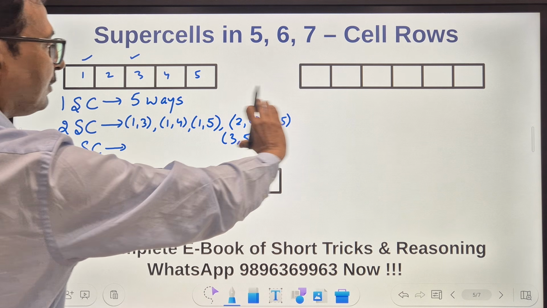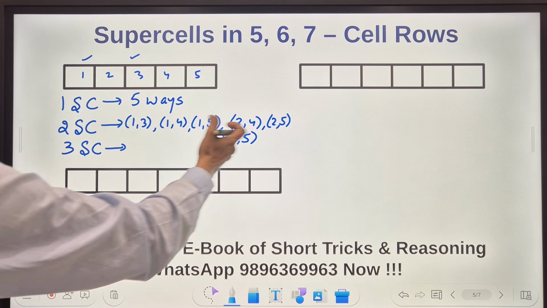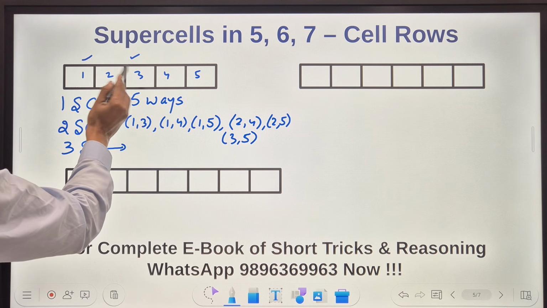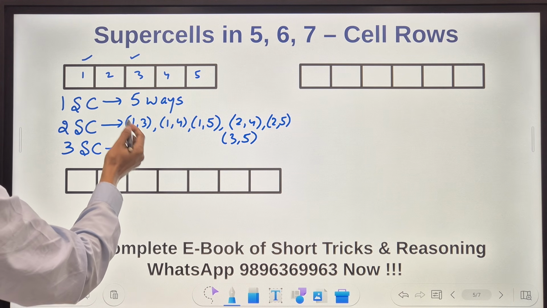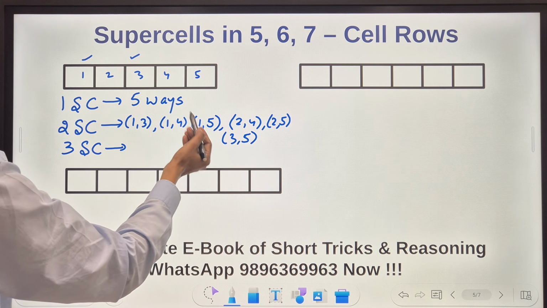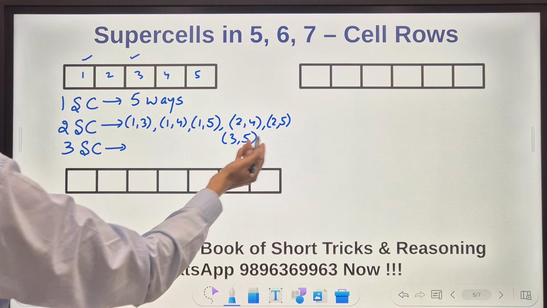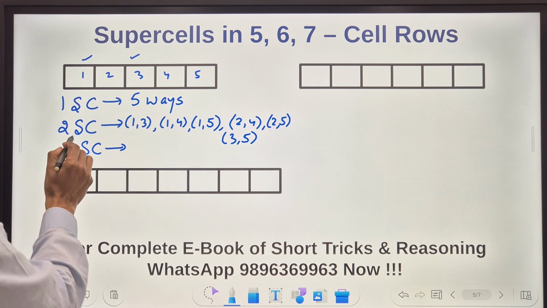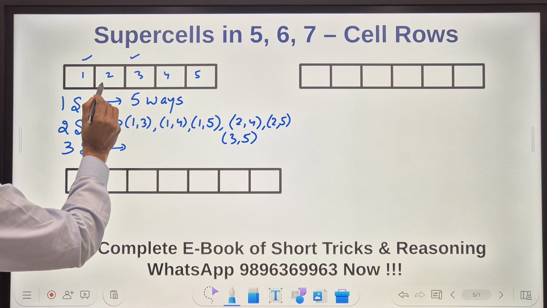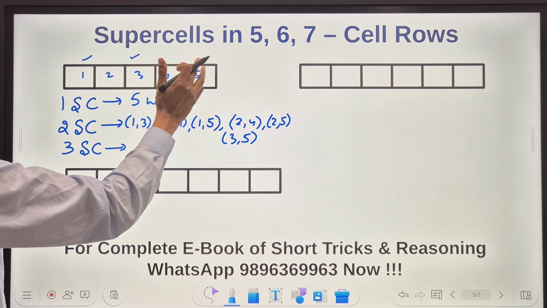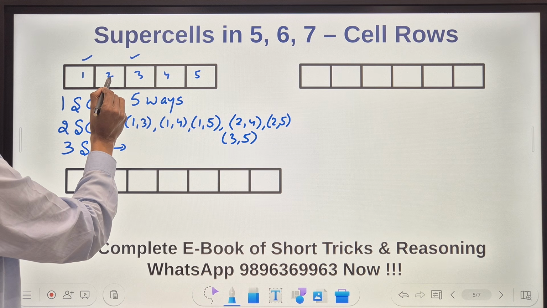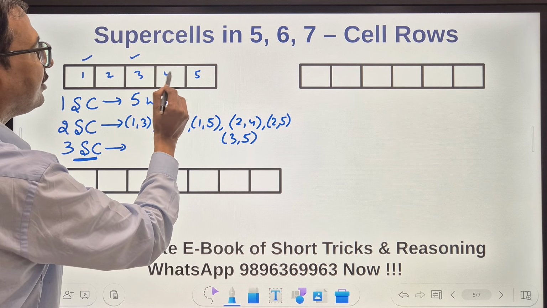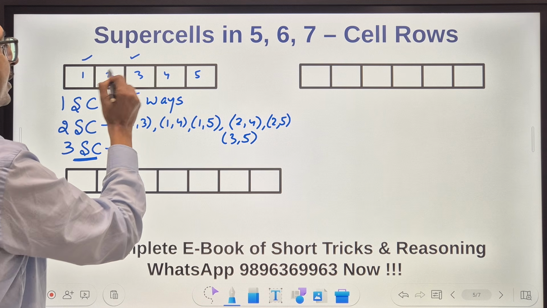Now you will not be able to find any other combination which works like this. 1 and 3 will have the neighbors smaller than itself. 1 and 4, 1 and 5, 2 and 4, 2 and 5, 3 and 5, all these are supercells. Now if I want 3 supercells, see, adjacent cells cannot be supercells, right? So I cannot start with 2 and have 3 supercells. 2, 4, 5: 4 and 5 will become adjacent. 2, 3, 4, they are already adjacent.